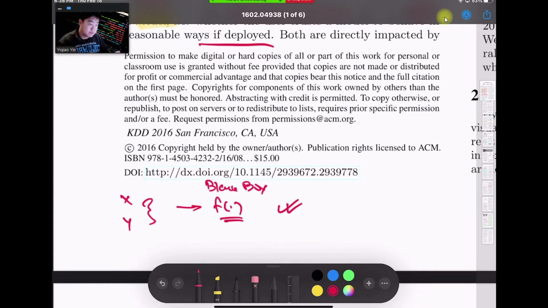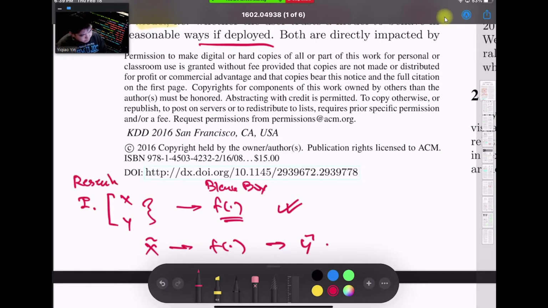Say you're happy with the results. Then what's happening is you give new data, you send it into this black box, and it gives you some predictions. In other words, stage number 1 you can call research, and stage number 2 you can call deployment.